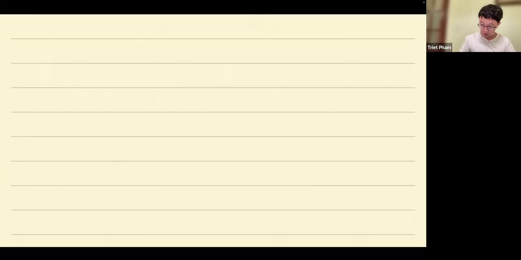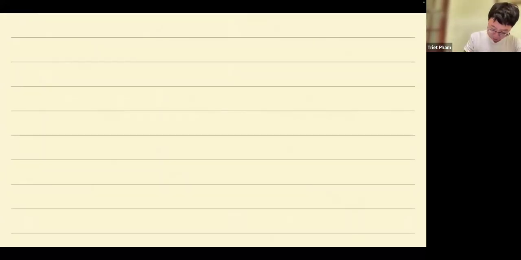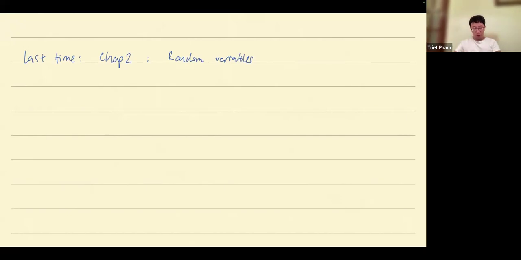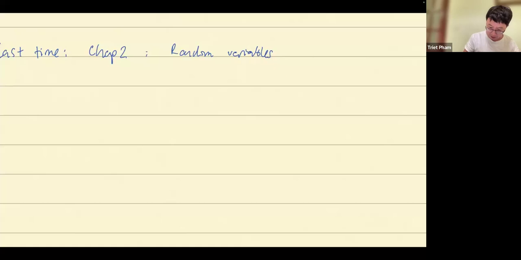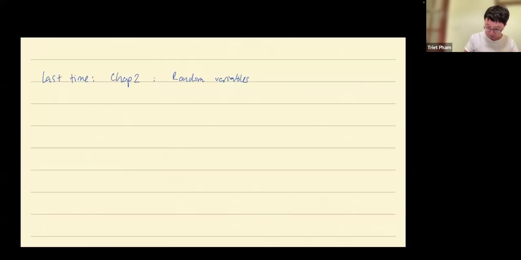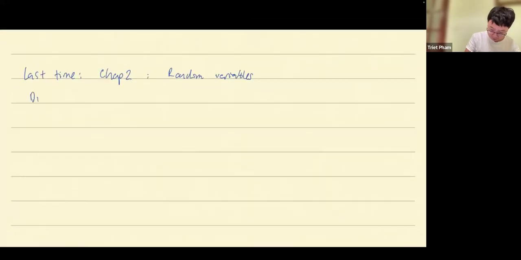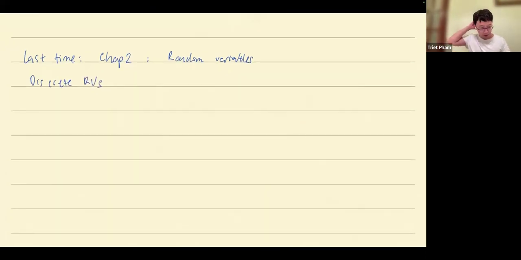Okay, so last time what we were doing was discussing, so we started chapter 2, right? Which is a big chapter about, basically, random variables. So this is a big topic, right? But what we focused on last time was discrete random variables. Basically these are random variables that take on discrete values like 1, 2, 3, etc.